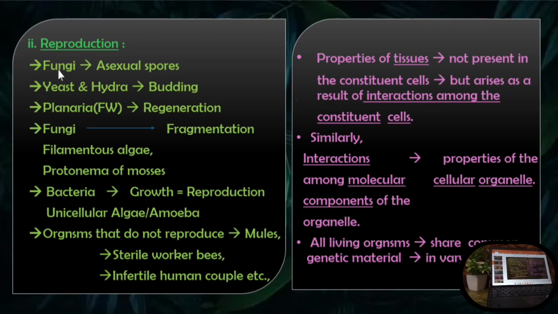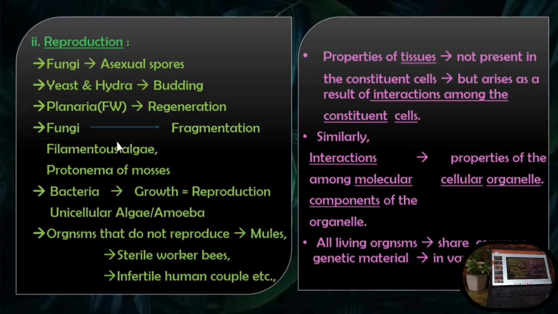Here are some examples of different organisms and their reproduction processes. For fungi, reproduction is by asexual spores. For yeast and hydra, reproduction occurs by budding. For planaria, that is flatworms, it is regeneration. For fungi, filamentous algae, and protonema of mosses, fragmentation is the process of reproduction. And for bacteria, unicellular algae and amoeba, growth is equal to reproduction.